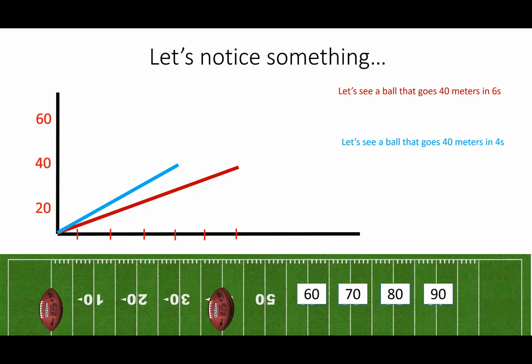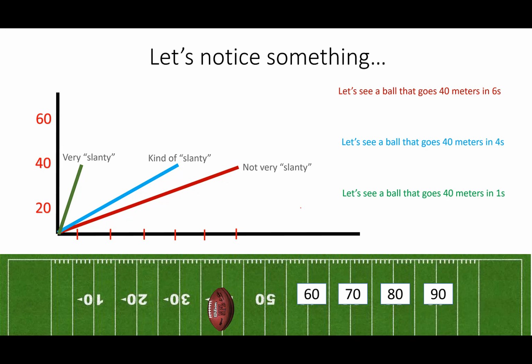Then finally, let's say we have a really fast ball. This one goes up in 1 second. Zip! This is what it would look like, because 1 second later, it's up at the 40. Now I want you to notice something about these lines. This red one, the slow one, is not very slanty. Hopefully you remember that's slope, right? Doesn't have a very high slope.